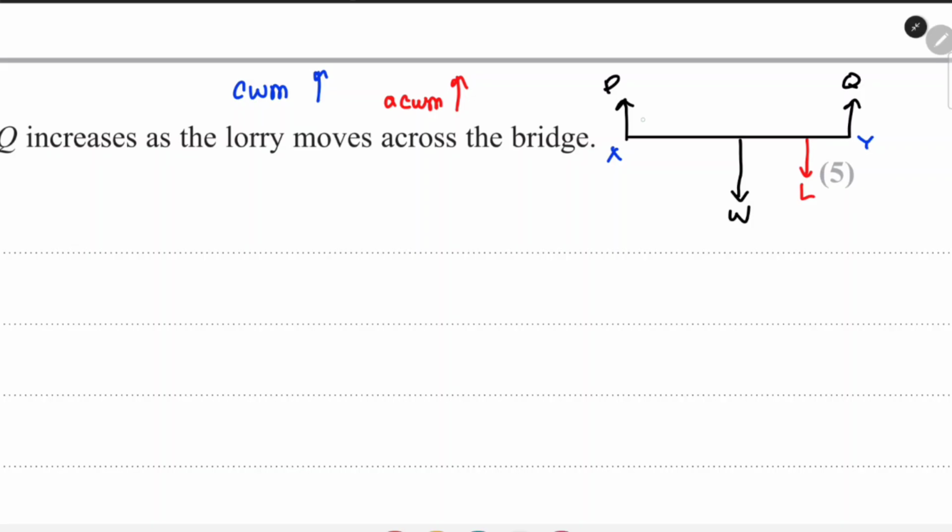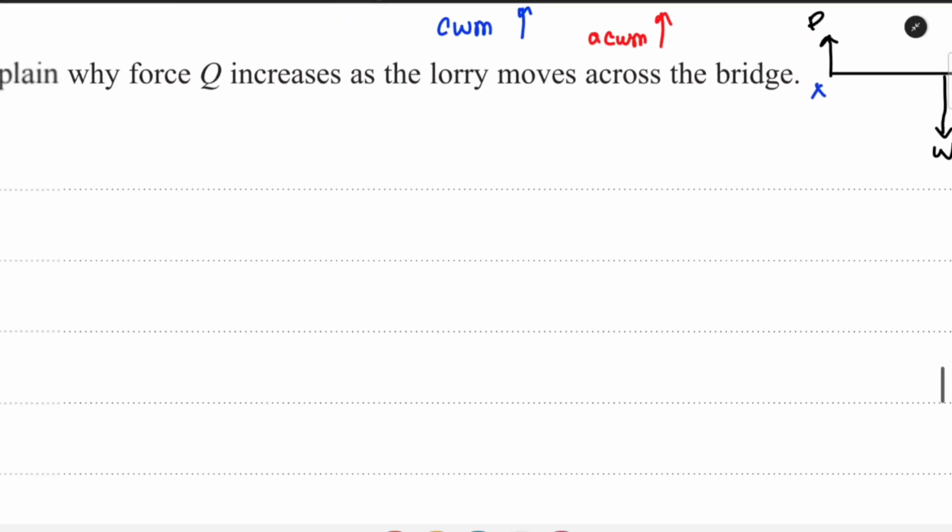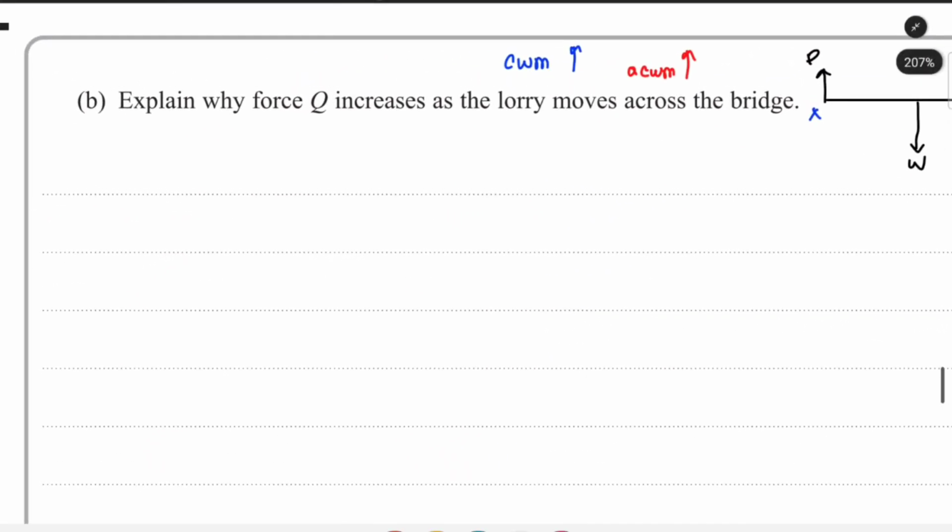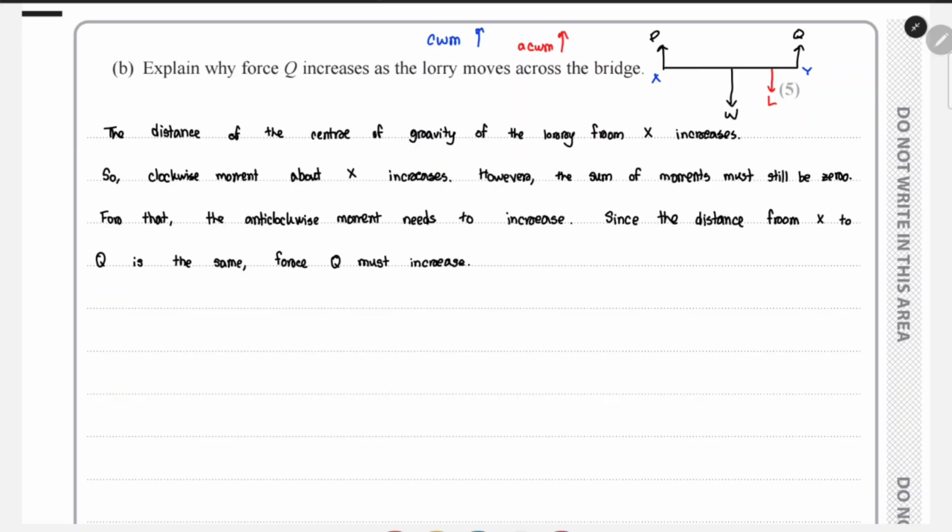Now in case of my anti-clockwise moment, the distance is fixed. This distance over here is fixed. So the only way you get a higher anti-clockwise moment is by having force Q increasing. So that's what happens here. So this is the answer we go for.